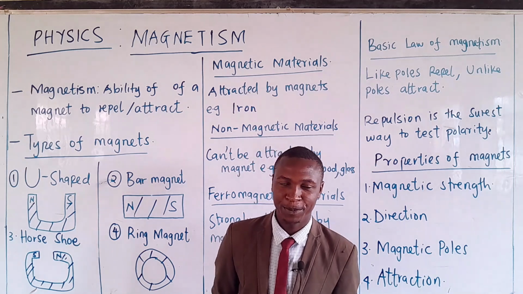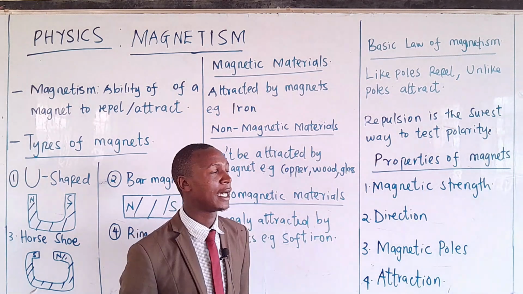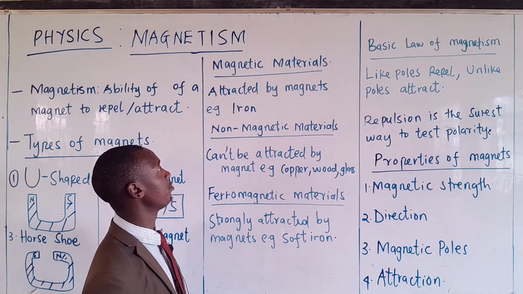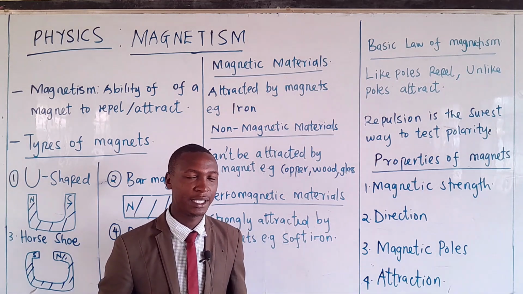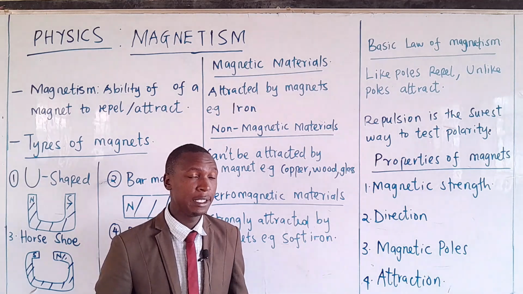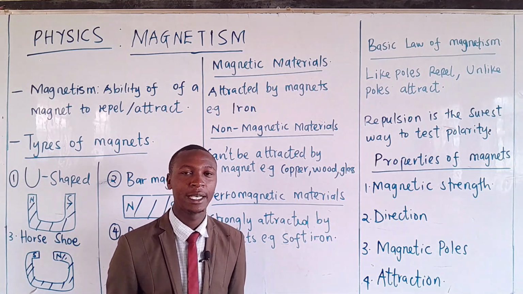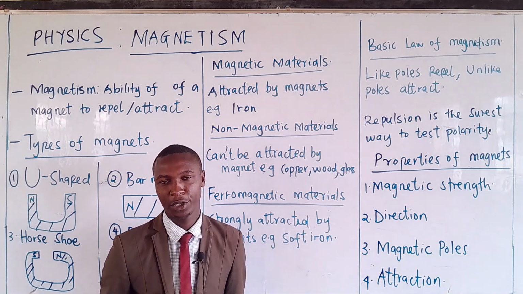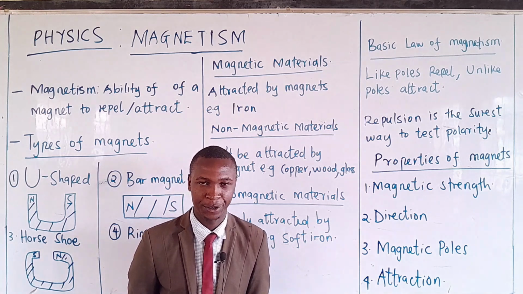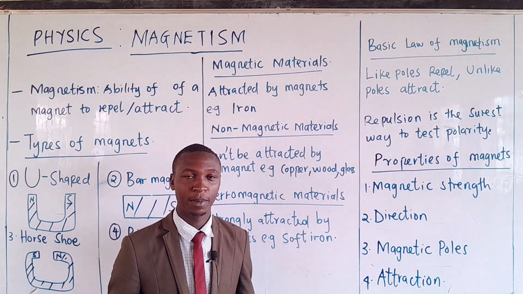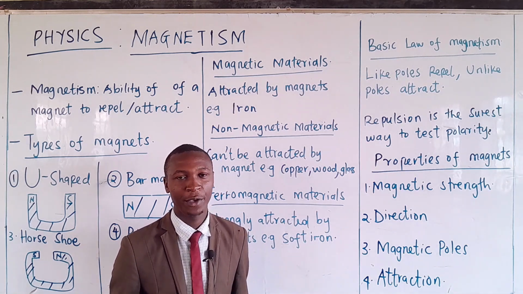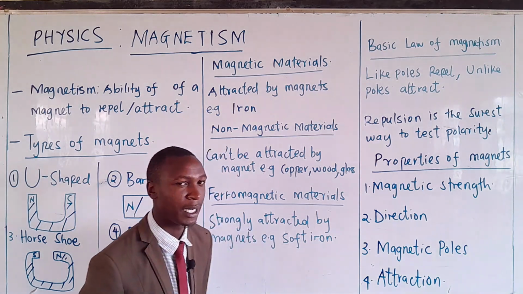Now, we can also classify materials in terms of magnetic and non-magnetic materials. Magnetic materials are those materials that can be attracted by magnets. If you bring a magnet closer to a material and it's attracted, that is defined as a magnetic material. We have so many examples, and one of the best examples that we normally discuss is iron. If you bring iron close to a magnet, be it the north or the south pole, it's going to be attracted, and therefore iron is one of the best examples of a magnetic material.